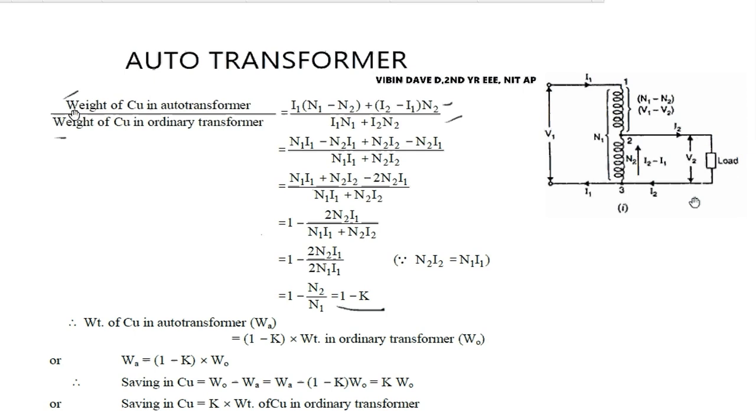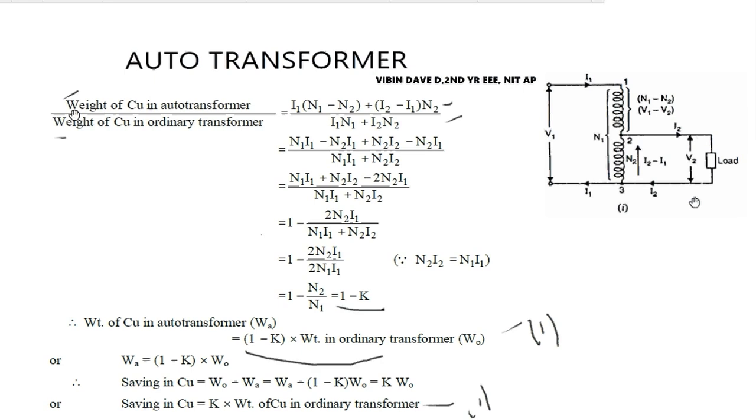I will not explain this derivation, which is totally maths. So the weight of copper in the autotransformer, WA, will be equal to (1 minus K) into the weight of the ordinary transformer. It is one of the important equations. Problems related to this will come in many competitive exams like GATE and IAS, so make sure that you don't forget this. WA equals (1 minus K) W0. Saving in copper will be equal to W0 minus WA, which is the weight required in the two-winding transformer minus the weight required in the autotransformer, which will be equal to K into W0. So the saving in copper will be equal to K times the weight of copper in the ordinary transformer.